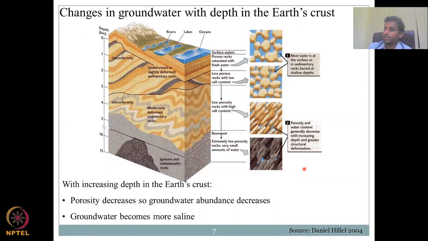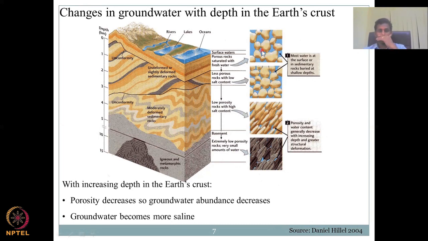Changes in groundwater with depth in Earth's crust. This is an important diagram where you see water recharges vertically down. And as I said, this is your bedrock kind of area where not much water is there. So what does water see? When a water molecule moves down, it finds surface waters where there are fewer sediments and stones. So everything is water in the surface water, right? Then underneath it, you have the sediments, soil right here also, where you have big, big pore spaces. The volume of the space between the solids is big, so water can store.